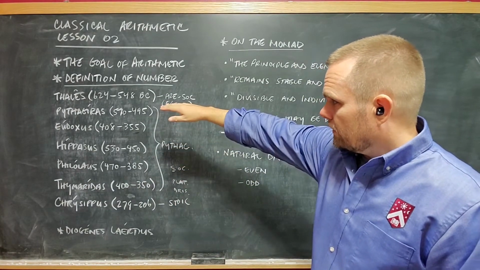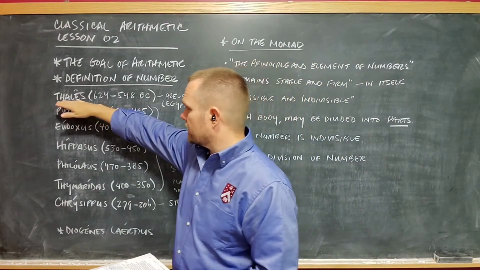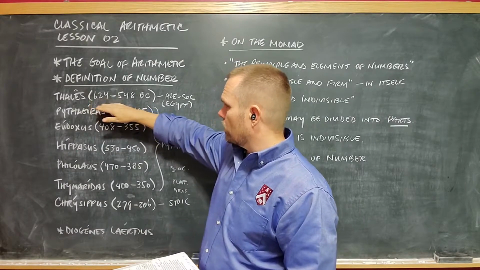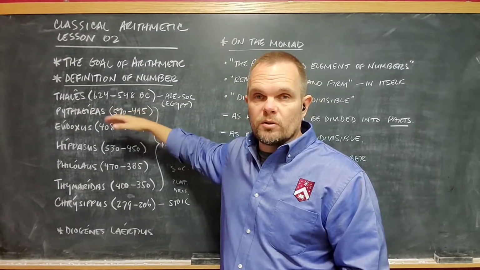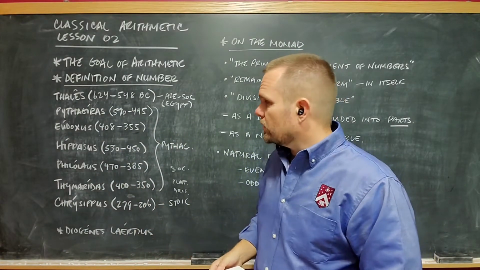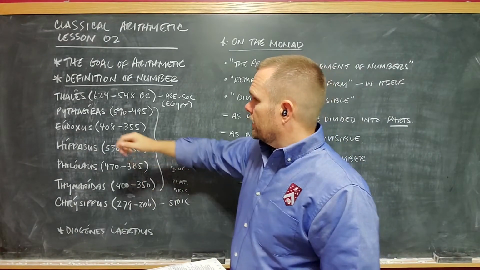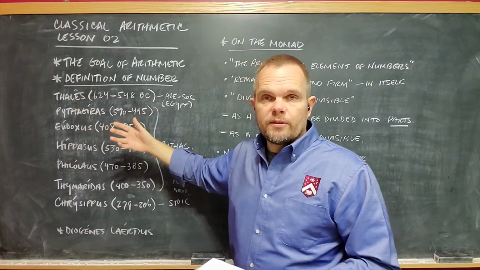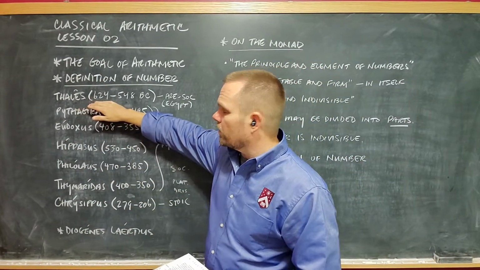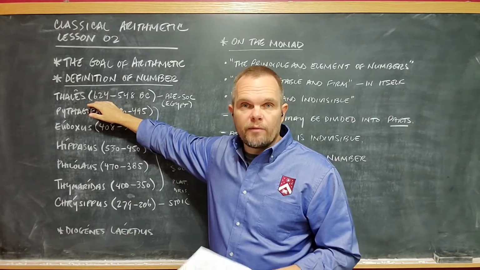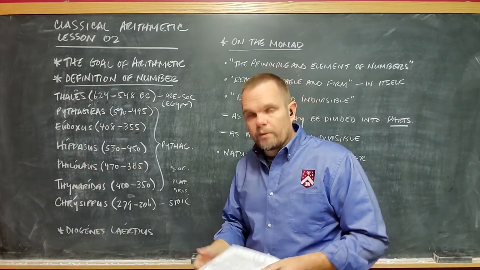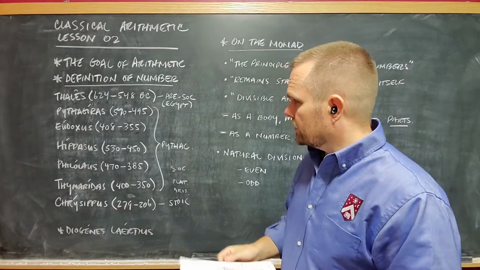The first one that's named is the Greek Thales. And you can see here that he lived from 624 to 548 BC, so 600 years before Christ. The city of Rome, just for reference, was founded in 753 BC, so Thales was born 100 years after the founding of Rome. That's when he lived.